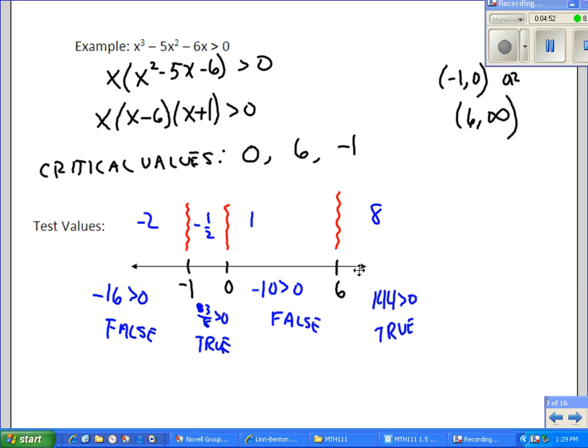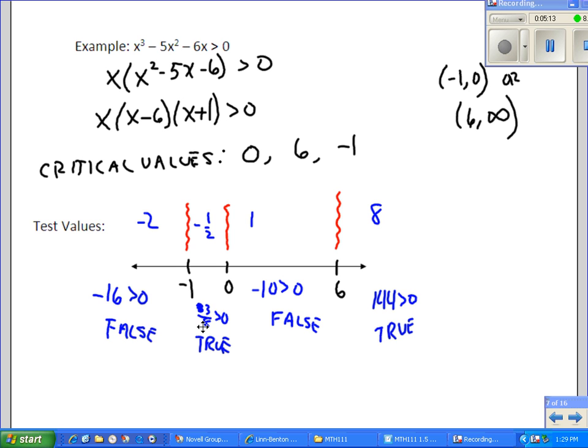And with those three critical values, that divides our region into 4 different test regions, so we need 4 different test values, one from each of these. And again, substituting back into the original inequality, when we use x equals -2, we get -16 is greater than 0, which is false.